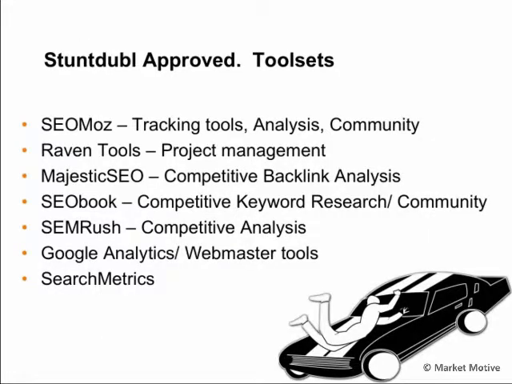The ones that I've used for my projects in the past include SEO Moz for tracking, analysis, and providing reporting, Raven Tools for the same reason and project management, Majestic SEO for the backlink intelligence that I mentioned earlier. SEO Book has a fantastic community. His competitive keyword research tool is based on SEMrush data, which is some of the best data around.